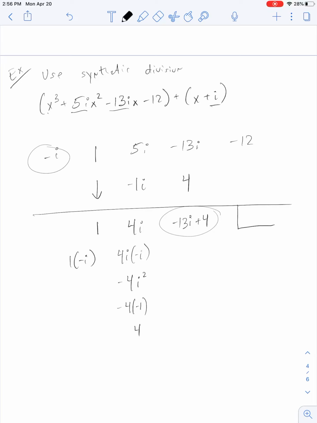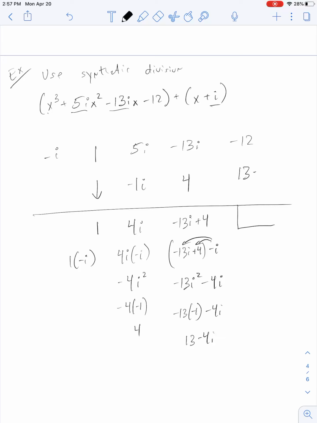Now we multiply. Let's say I have negative 13i plus 4 times negative i. All right, we're distributing. So we get negative 13i squared minus 4i. This is negative 13 times negative 1 minus 4i, or in other words, 13 minus 4i, which comes right up here. And then we add those, right, which is negative 12 plus 13 minus 4i, which gives us 1 minus 4i.